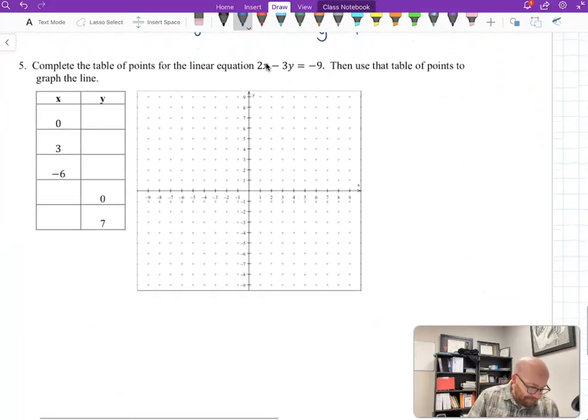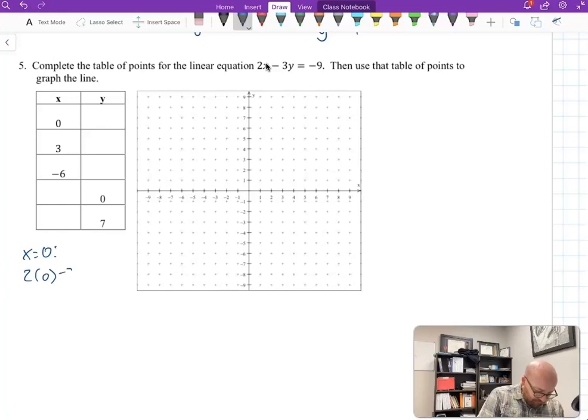Problem number 5. Complete the table of points for the linear equation and then use the table of points to graph the line. So, when we want to test x equal to 0, we have 2 times 0 minus 3y is equal to -9. That's 0 minus 3y equals -9, or -3y equals -9.